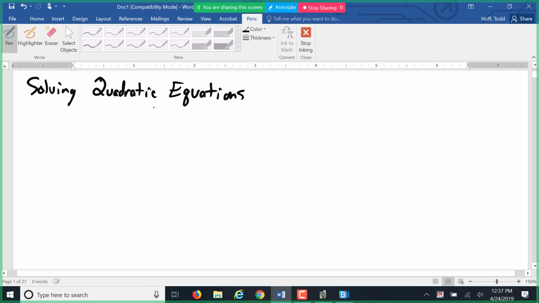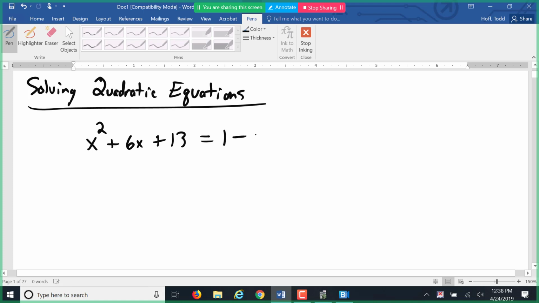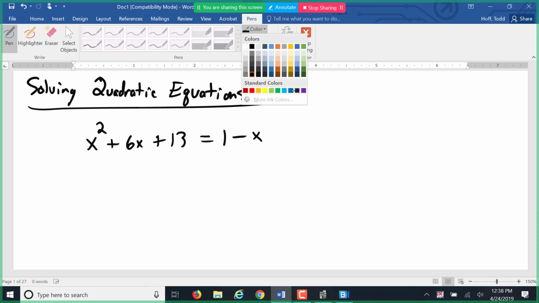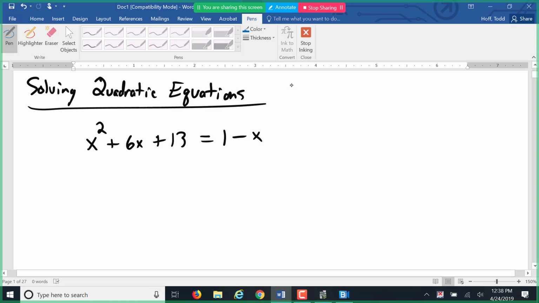So far, we've solved quadratic equations of the form x squared plus 6x plus 13 equals 1 minus x. We've solved them by setting them equal to 0 and factoring. So we could subtract 1 and add x to make the right side of this 0. So we have x squared plus 7x plus 12 equals 0.